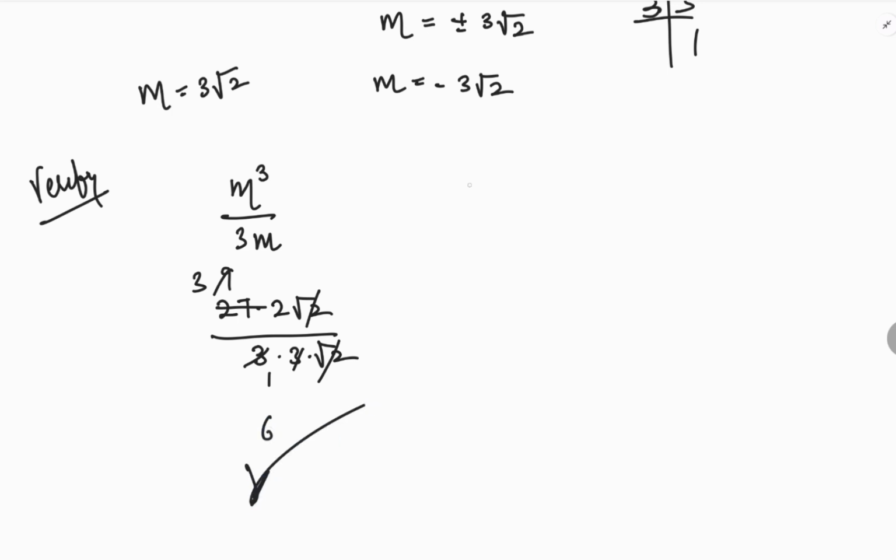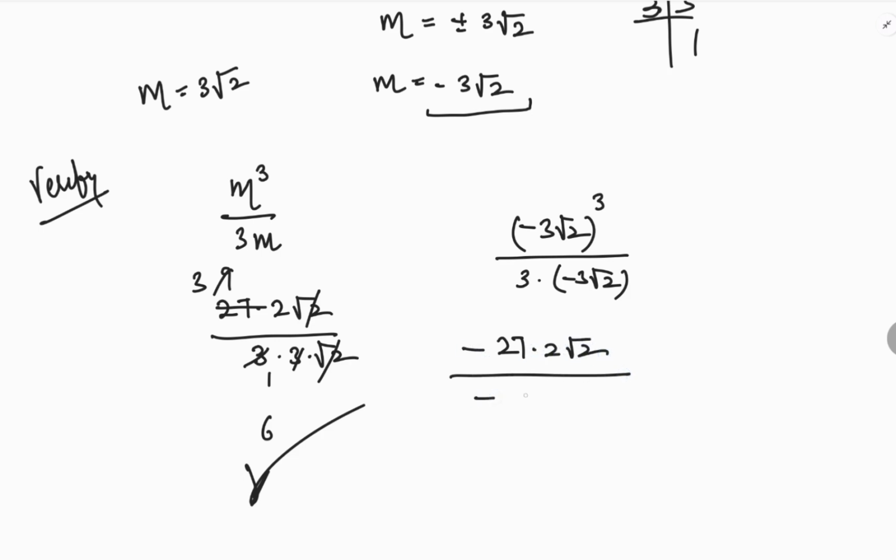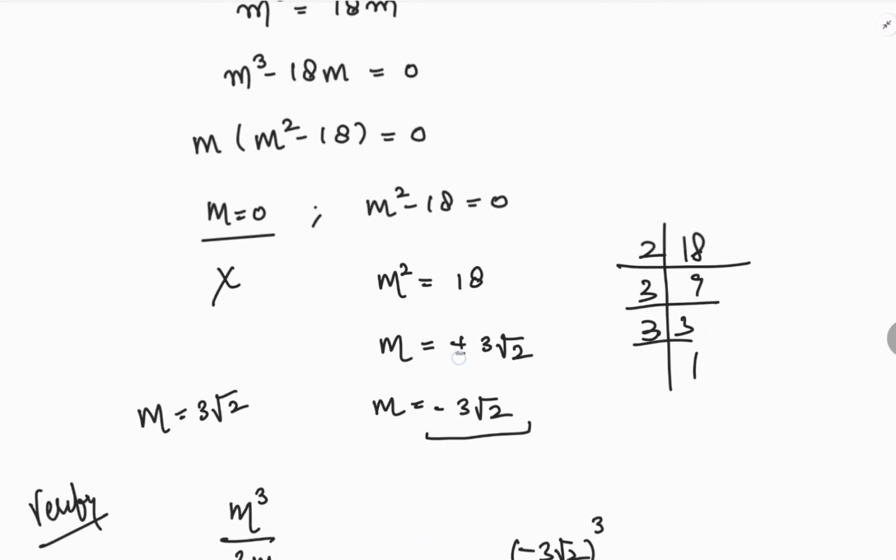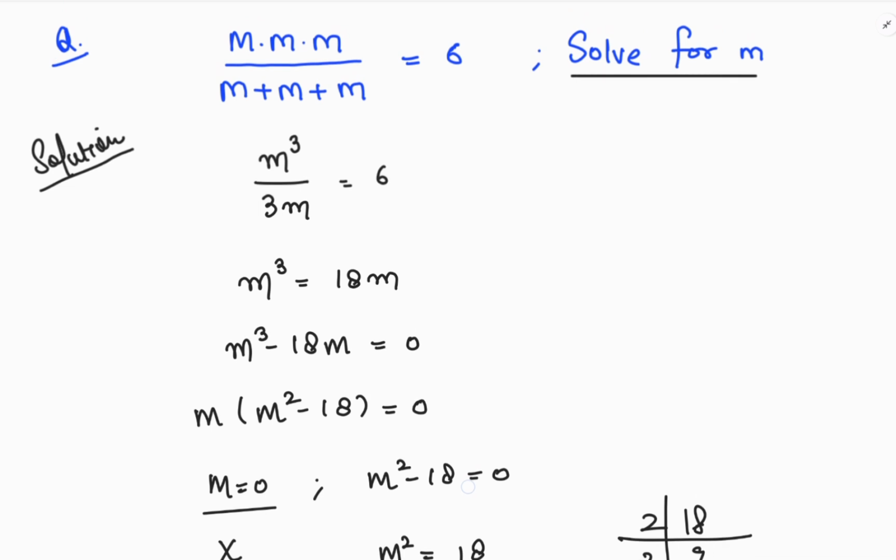Okay, and after this you can try substituting minus 3 under root 2 as well. You will get minus 3 under root 2 whole cube by 3 times minus 3 under root 2, right? This is equal to minus of 27 times 2 root 2 by minus of 9 root 2. Minus minus cancel out, and when you solve it you get 6, which is the right hand side. So hence both solutions are valid, and we have two solutions for this equation.